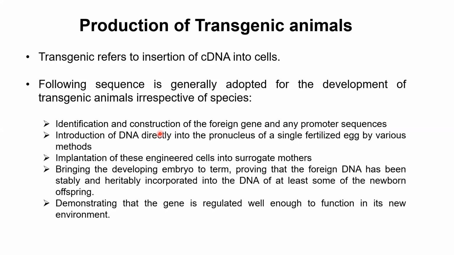The next step is the introduction of DNA directly into the pronucleus of a single fertilized egg by various methods. This is the essence of this method. A number of different approaches are used for this purpose. And then implantation of these engineered cells into surrogate mothers. Surrogate mothers means the female has to be hormonally prepared for taking the embryo and starting the pregnancy, because it's not going to be a conventional mating process here. That's why we need it. And then bringing the developing embryo to term.